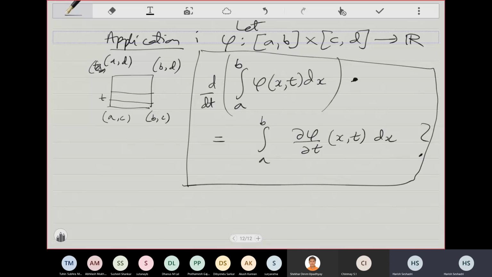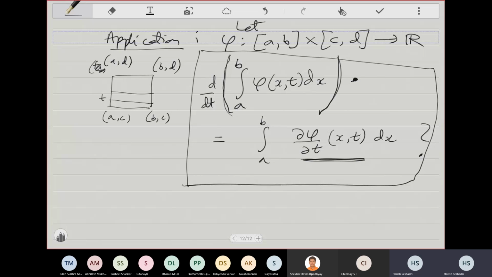That is one thing. Second thing is, for this expression to make sense, I need to know that phi has partial derivative with respect to the t variable, and that's also Riemann integrable. And also I need to know that whatever I get in the brackets is a differentiable function of t. So you need some conditions for this to make sense.